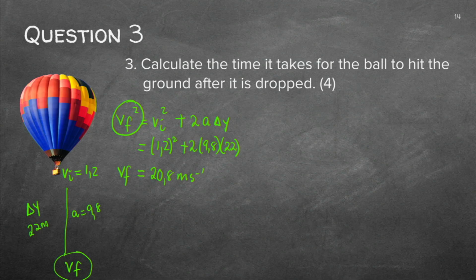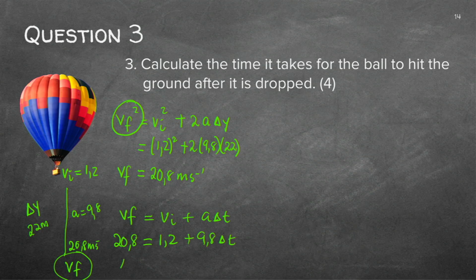So it hits the ground with 20.8 meters per second. I know now that I can calculate the time. So I've got 20.8 as the final, I've got 1.2 as the initial, 9.8 the acceleration, and I then calculated the time to go down and reach the ground the first time as 2 seconds.